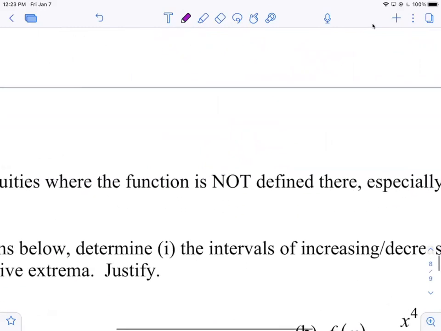Now, everything that we've looked at so far has been defined at a point. But what if it's not defined there? If a function is not defined at a single x value, can that x value be a critical value? No. Therefore, can it be a local max, local min location? No. But is it still an important value?